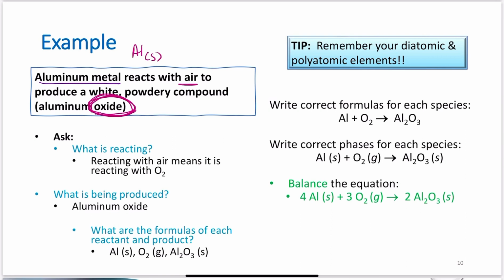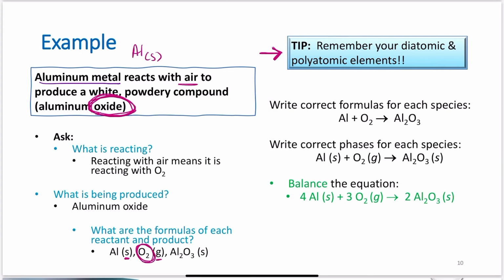Aluminum metal and oxygen. Oxygen is a diatomic, so what's reacting is O2. What is being produced? Well, it says a white powdery compound, but in parentheses it says aluminum oxide. What are the formulas of each reactant and product? We've got aluminum metal. All metals except mercury will be solid under regular room temperature conditions, so unless specified, all metals will be considered solid. Oxygen is a gas under standard conditions, so unless specified, we assume oxygen is a gas. But you need to remember your diatomic and polyatomic elements, so like S8, P4, that kind of thing, and your 7 diatomics. So when you say oxygen, we really mean O2.